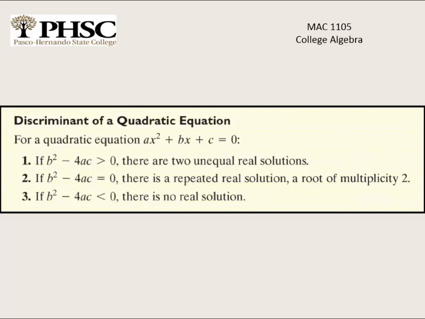If b squared minus 4ac is greater than 0, you have two unequal real solutions. If the discriminant b squared minus 4ac is equal to 0, then there's a repeated real solution, and it has a root multiplicity of 2. That would be such as x minus 2 squared. If b squared minus 4ac is less than 0, there are no real solutions.